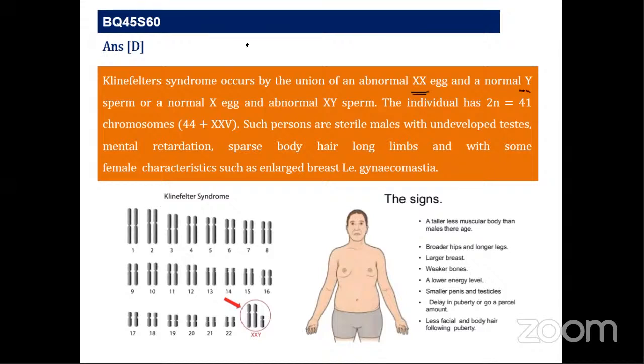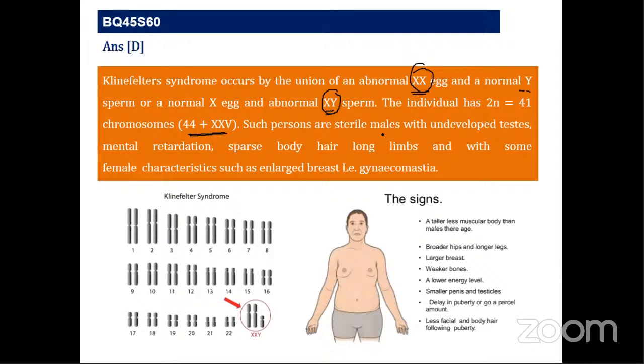ठीक है, या तो क्या हो गया, एक egg है जिसके अंदर 2 X क्रोमोसोम प्रेजेंट है and एक sperm है which is having Y chromosome. इनका फ्यूजन हो गया है. All right, or a normal X egg and an abnormal XY sperm. So again, see, this is non-disjunction. यहाँ पे they have not separated. This is non-disjunction. So in this case, the individual is going to have this genotype, right?